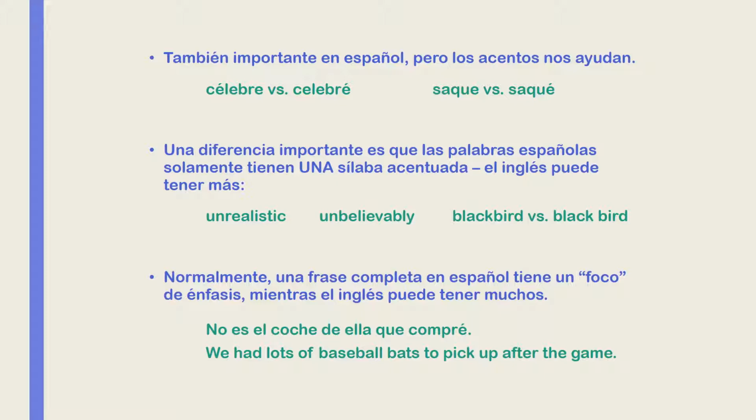Now, how about if you bought it from him and not from her? So you're trying to correct the speaker who says you bought her car, and you're trying to say, no, I bought his car.